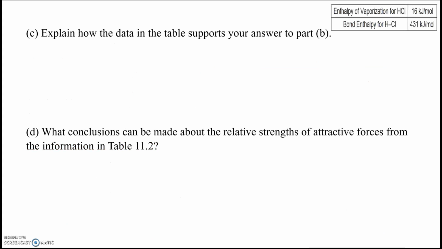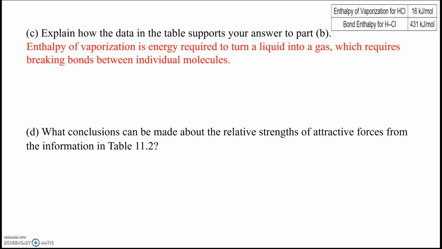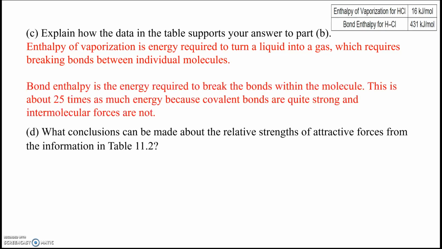In fact, the next question asks us to explain how the data in the table supports my answer to part B. And here we actually have quantitative results. We have numbers we can look at to determine the answer to this question. So we need the enthalpy of vaporization, and that's only 16 kilojoules per mole. It doesn't take that much energy to turn liquid HCl into gaseous HCl. We haven't broken the bonds between the hydrogen and the chlorine. We've just turned it from a liquid into a vapor.